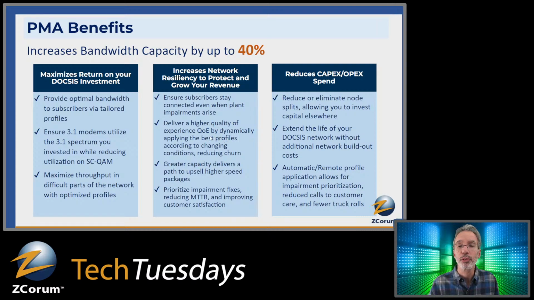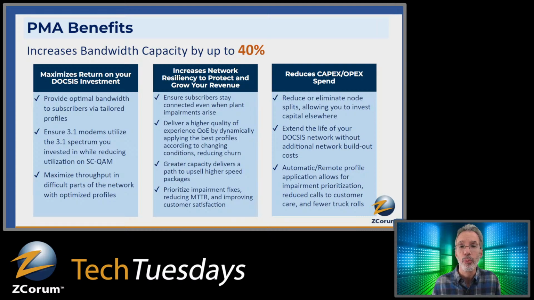Greater capacity delivers a path to upsell higher speed packages. So as you increase the capacity, you can get more customers on higher bandwidth packages. So let's say you want to offer gig packages. If you use PMA, you're going to be able to have more customers that can have a modulation profile that supports that. You can get more people, let's say on 4096, be able to provide a gig service.